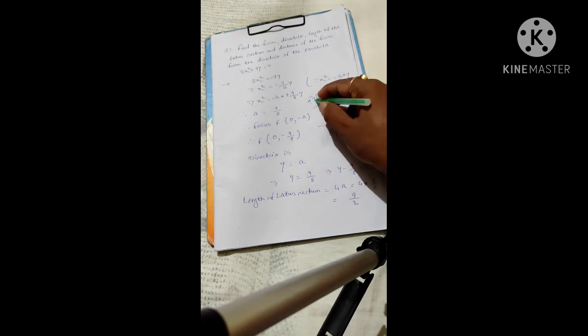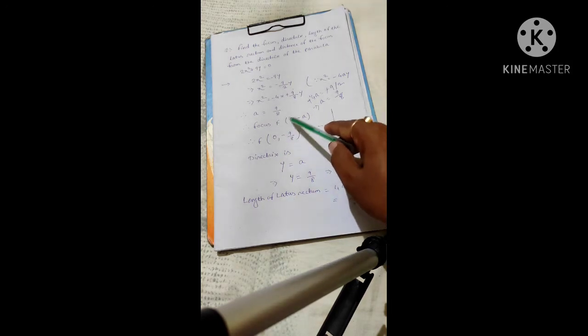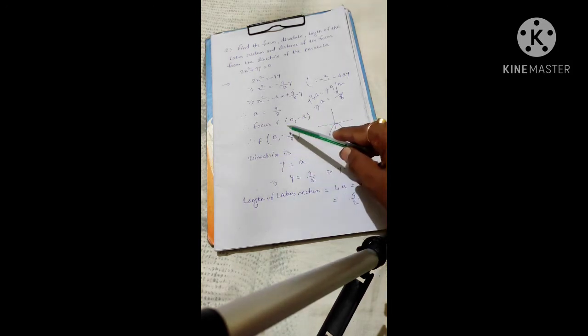So this 4 will multiply here, so it will be 9 by 8. So in this way we can find a. So what is the focus here? Here focus is 0 comma minus a. So it will be 0 comma minus 9 by 8.